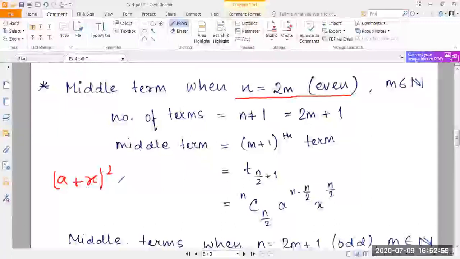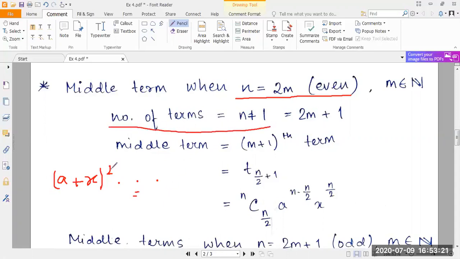(a plus x) whole square is equal to a square plus 2ab plus b square. So there we have three terms in the binomial expansion and we have one middle term. So again, as you know, for (a plus x) whole to the power n, whenever we have an exponential power of n, there are n plus 1 terms in the binomial expansion. So the number of terms will automatically be n plus 1.